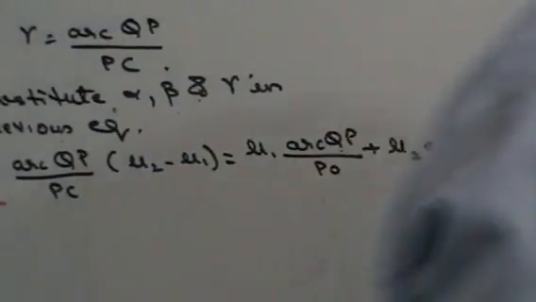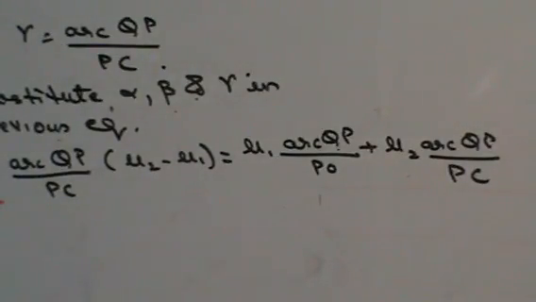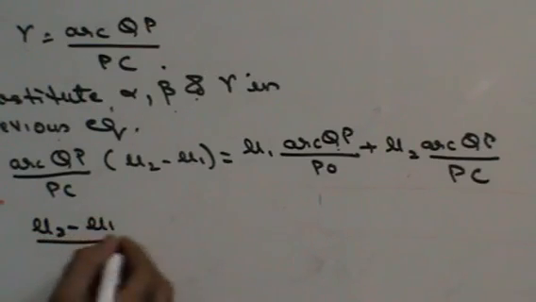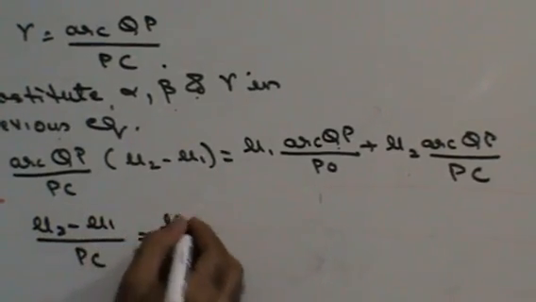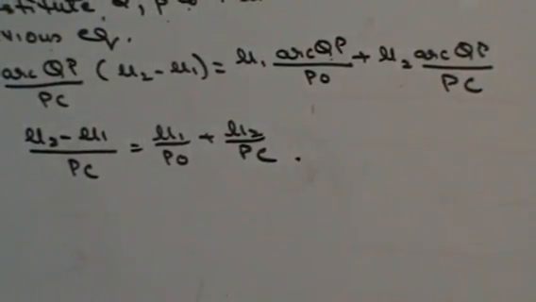And it can be cancelled. I can take arc QP as common. Once I take arc QP as common, I can cancel arc QP. Right? Do we get this in here? So in which case I can therefore say that mu2 minus mu1 upon PC is mu1 upon PO plus mu2 upon PC, or PC twice.